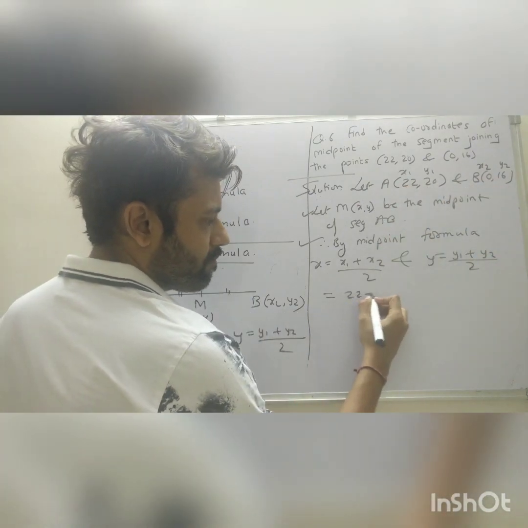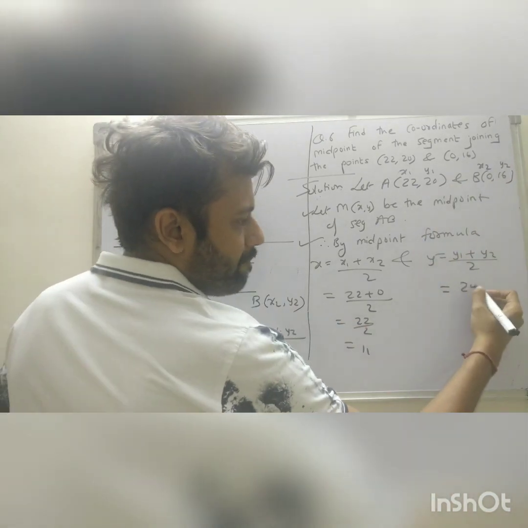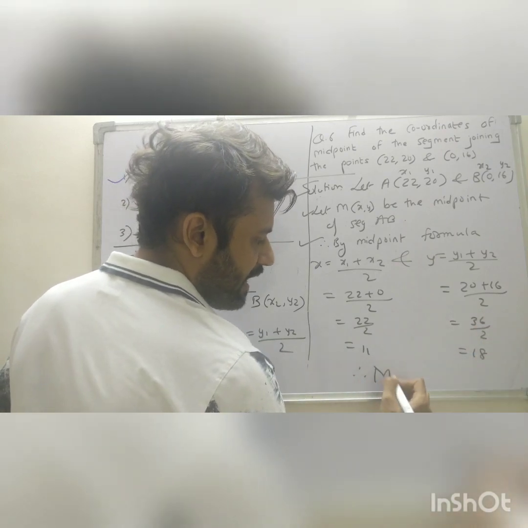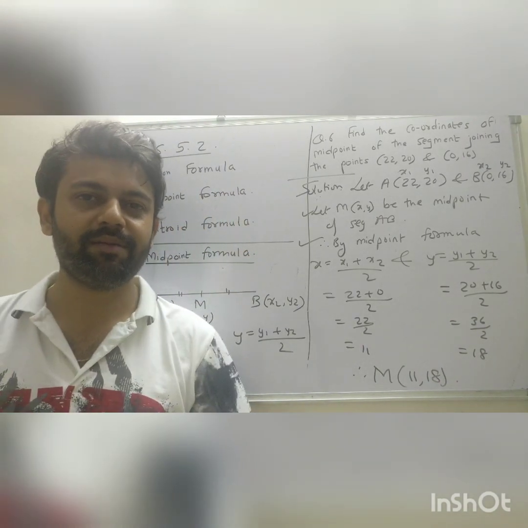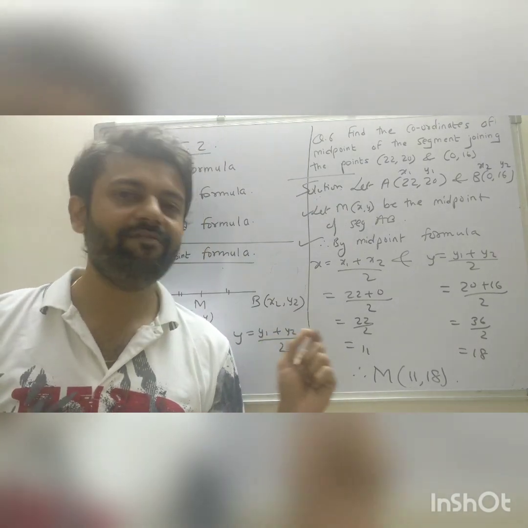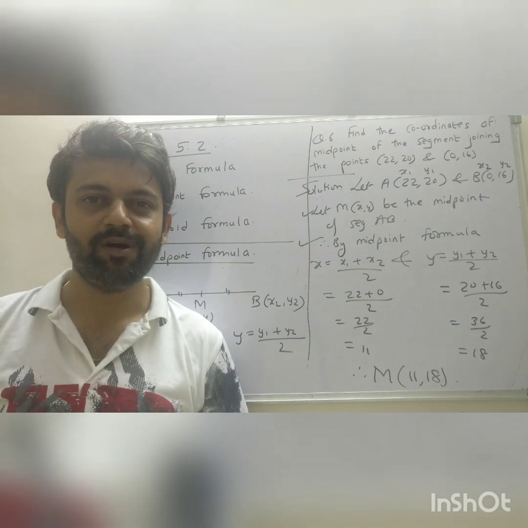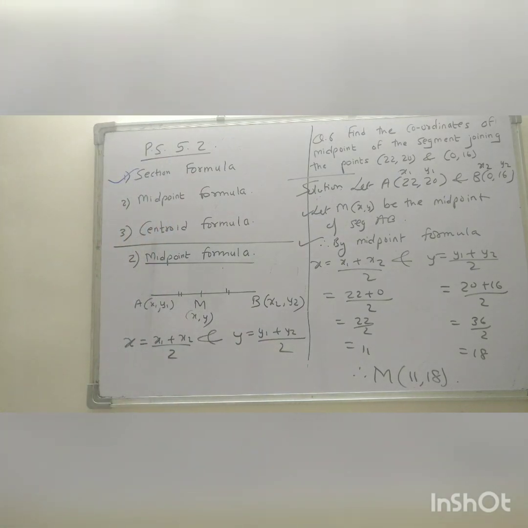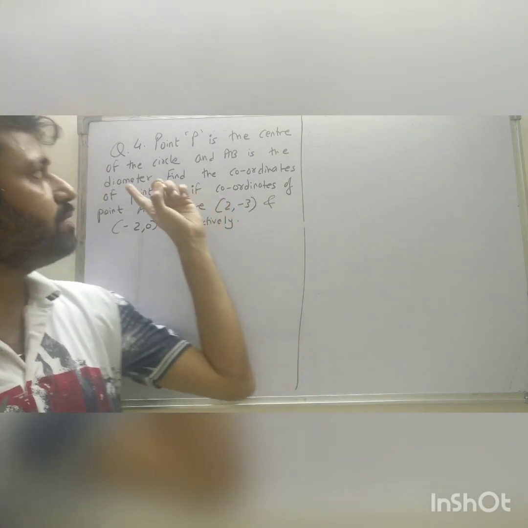22 plus 0 upon 2, that is 11. 20 plus 16 upon 2, that is 36 upon 2, that is 18. Therefore, M is 11, 18. The coordinates of the midpoint of segment AB are 11, 18. This was question number 6 from exercise 5.2. Let us deal with one more sum based on midpoint formula. The next sum based on midpoint formula in exercise 5.2 is question number 4, which we are going to solve.